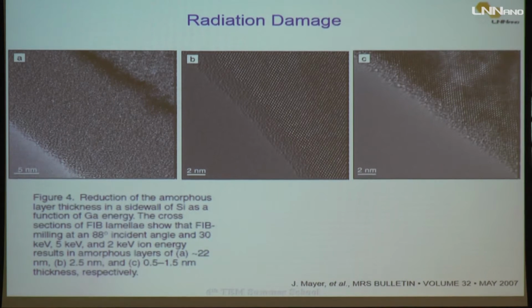In the final step, the ion thinning of the lamella, if you use 30 kV ion beam energy, you get this kind of sample. If you lower the energy to 5 kV, you have something like this. At 2 kV, you get something like this. As you go to smaller and smaller energies, you have less damage on your sample.